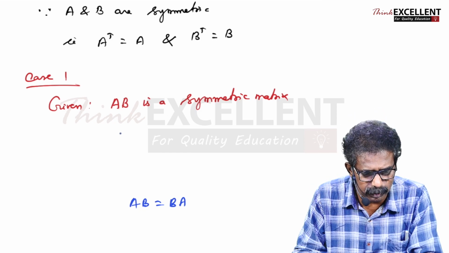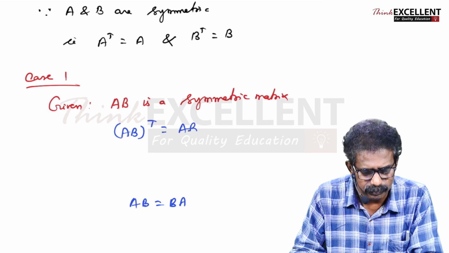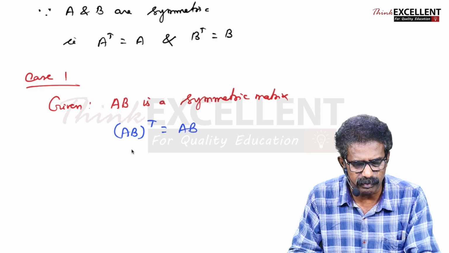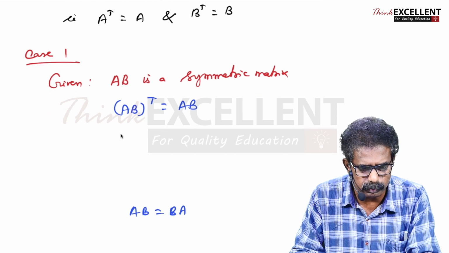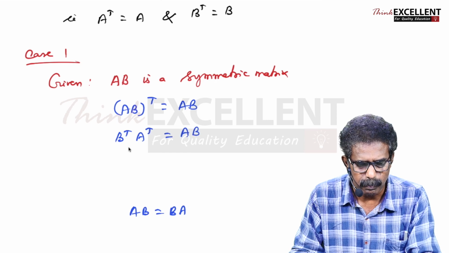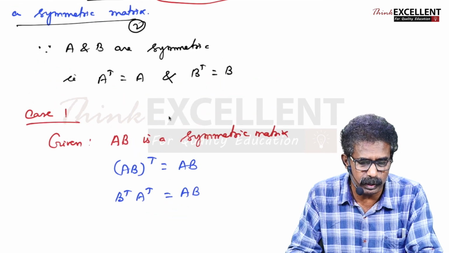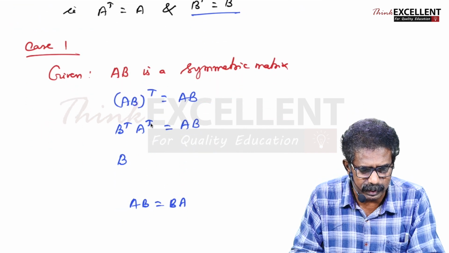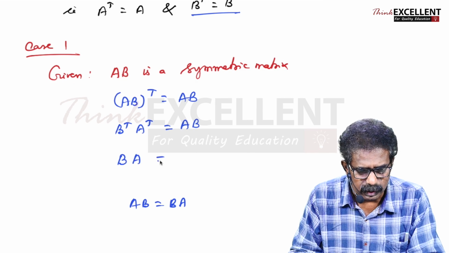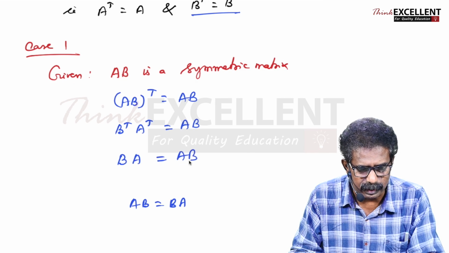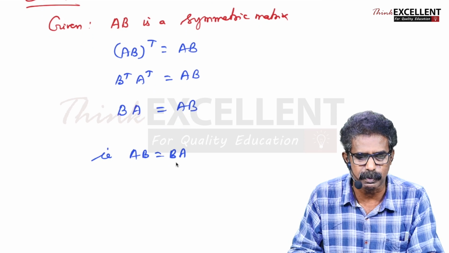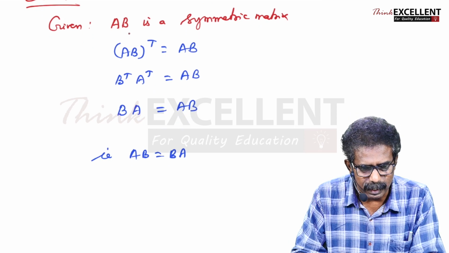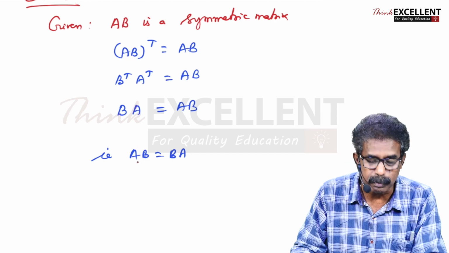So here AB is symmetric, so you know AB transpose is equal to what? AB itself. So you know reversal law, properties of transpose. AB transpose means it is B transpose into A transpose is equal to AB. But you know B transpose is same as B only, right? Because A and B are symmetric matrices. So B transpose can be written as B. A transpose is same as A. Equal to right side is what? AB. You are getting AB is equal to BA, right? So first part is over. So given AB is symmetric matrix, we prove AB equal to BA.